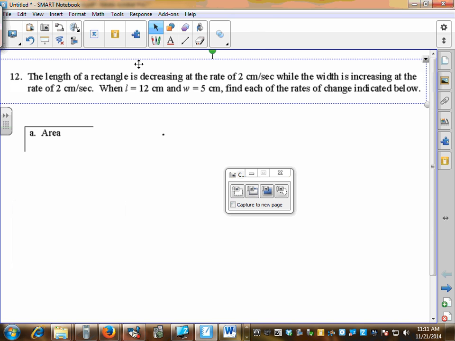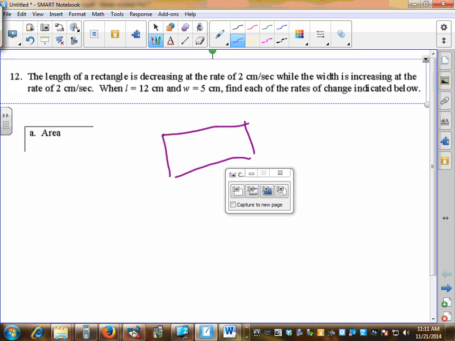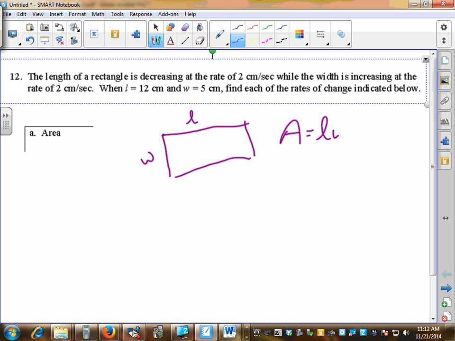All right. And we are going to start by working this problem. First of all, we have a rectangle, so we'll draw that rectangle. This time we're talking about the area, so we need our area formula, which is area is equal to what? Length times width. Okay, now what we need to do is take their words and write them in calculus.